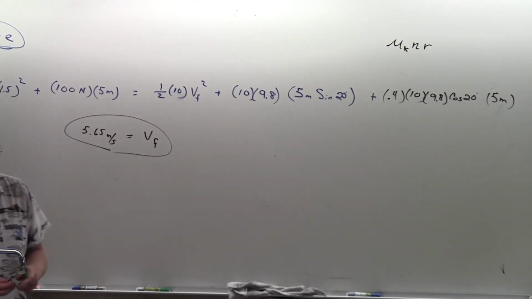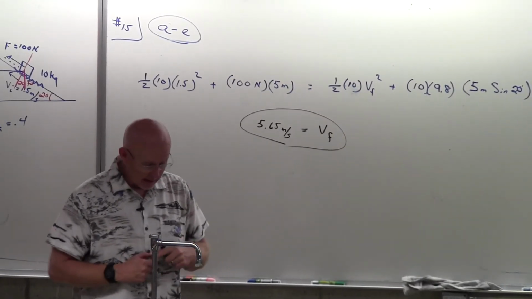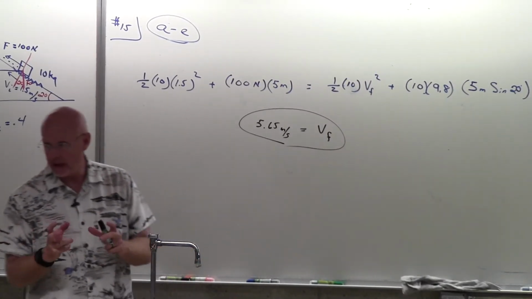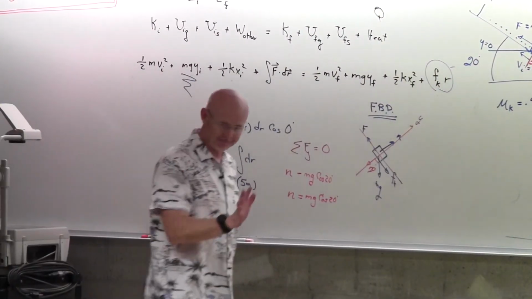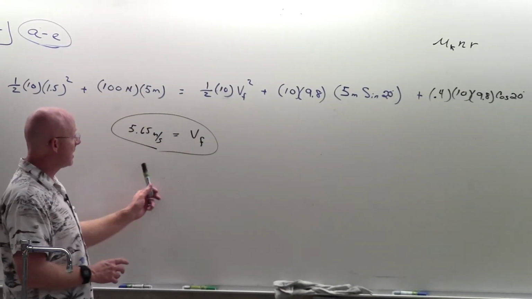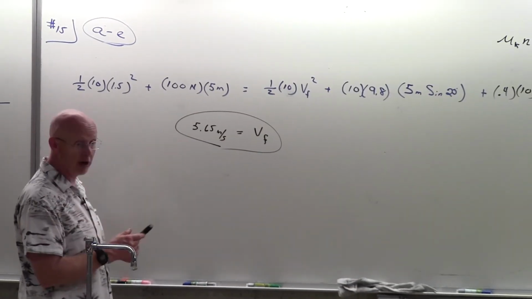Probably should have broken it into a couple of pieces. I guess that's why they asked A through E. During the test, I wouldn't encourage you to do that many calculations in one step on your calculator so that you don't make a mistake along the way. But assuming I didn't make a mistake, then this is the speed. And then notice it is going faster than it started.